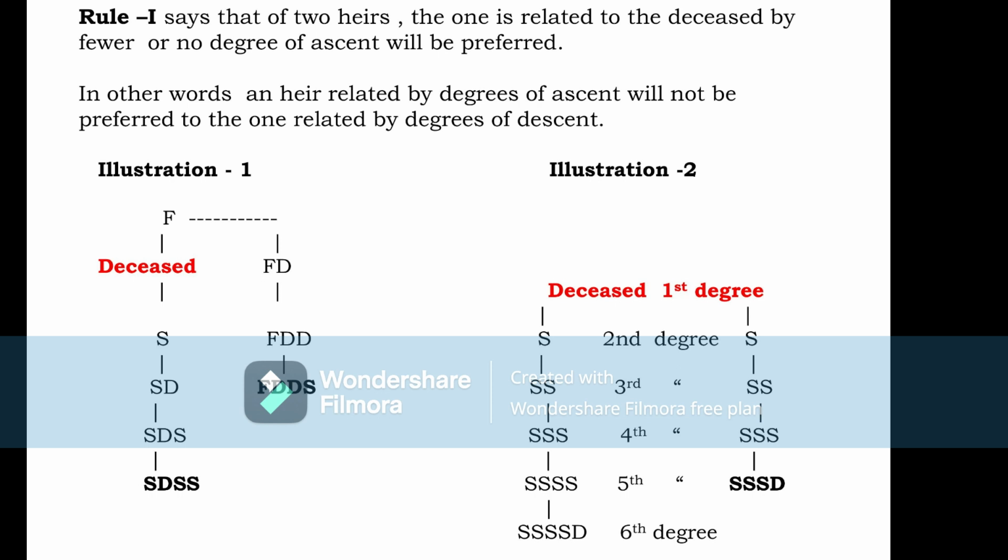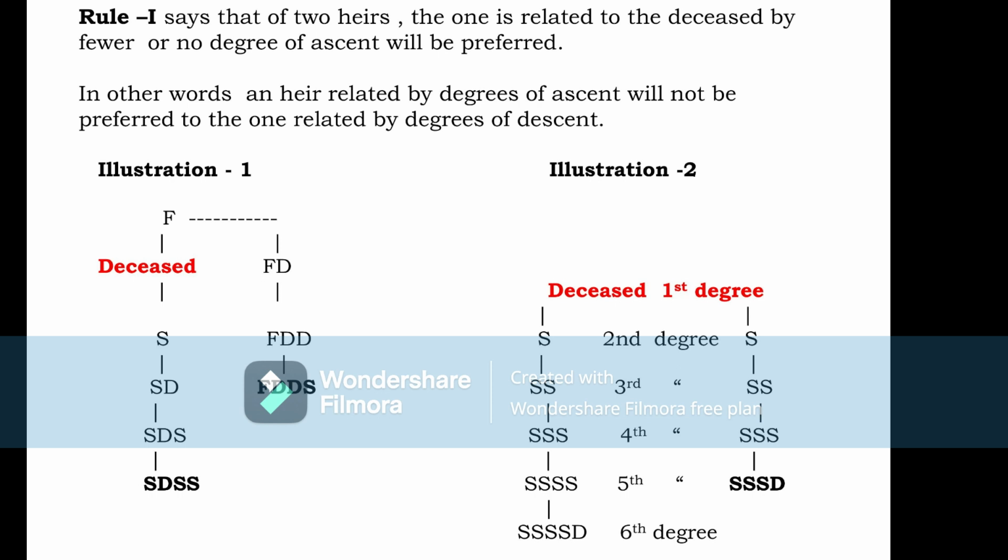Son's son has no degree of ascent. All are downward only. Whereas father's daughter's son has an ascent: father is there, so one degree of ascent. First you have to see whether it is agnate or cognate. Both are cognates. Among them, son's son will be given the preference because there is no degree of ascent, no upward direction, no ancestors. It is only completely downward. Son's daughter, son's daughter's son, son's daughter's son's son: the whole property is taken by son's daughter's son's son.